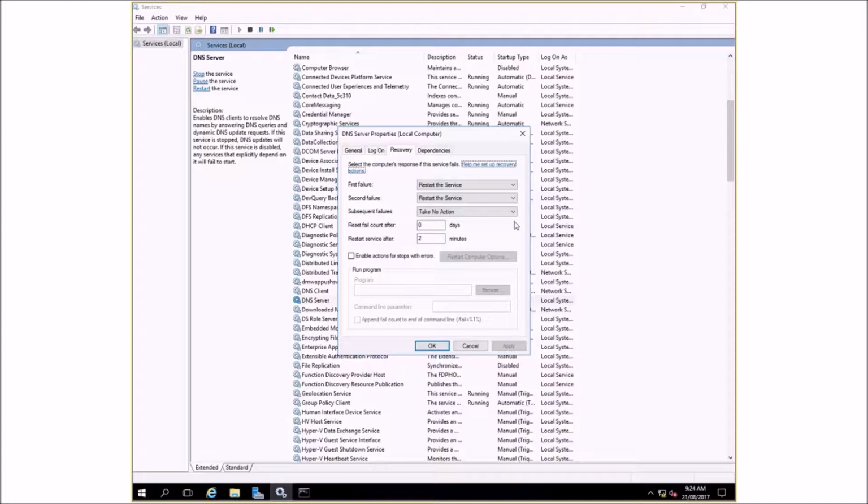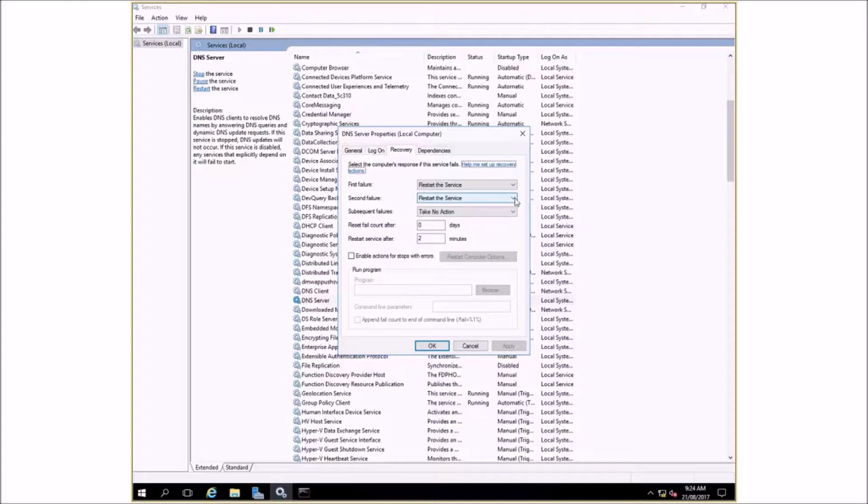So this is the counter. When do you reset the counter? If it's basically restart the service after 2 minutes, so wait 2 minutes between these things, and it restarts the counter basically every time it logs on. But we can change this as well.